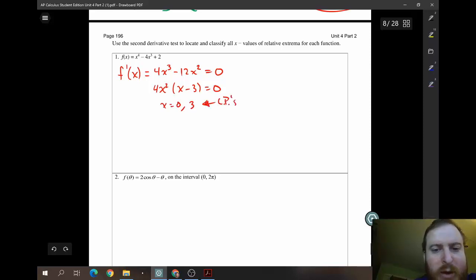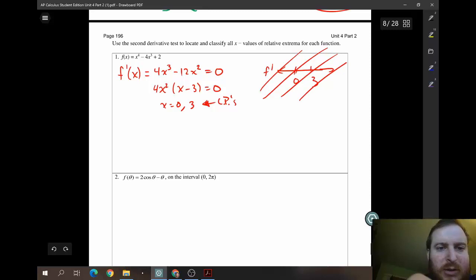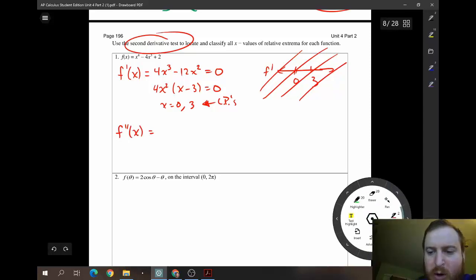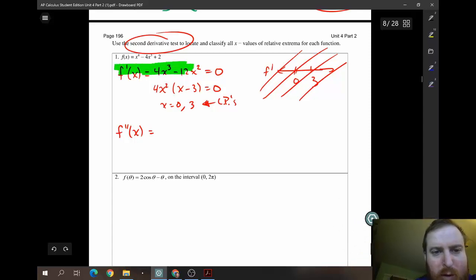Now, the way that we would normally do this is we would make a number line. We would make it for f prime. We would do 0, and we would do 3. But we're not going to do this because it asked us to use the second derivative test. So using the second derivative test, what we do is we then take the second derivative, right? So I'm going to go back up to our first line and take the derivative of this guy. So the derivative is going to give us 12x squared minus 24x.